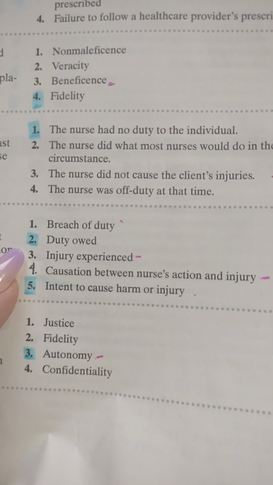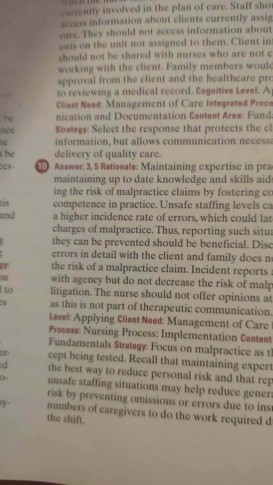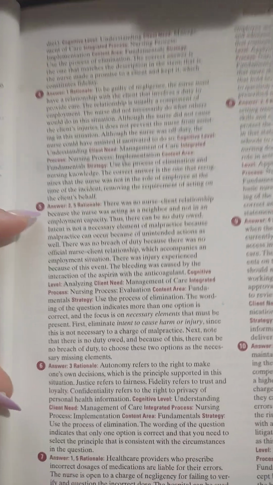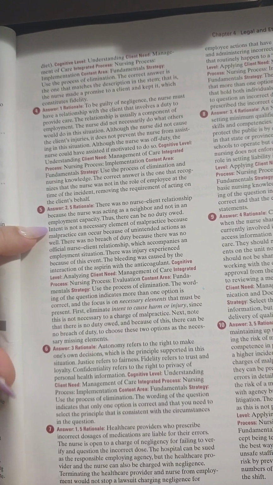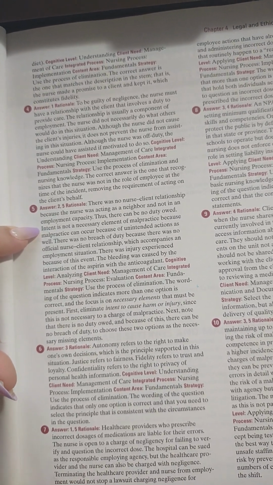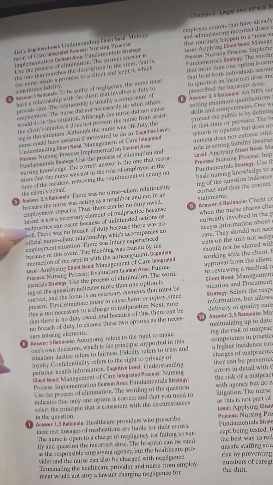Answers 2 and 5 are the correct answers, which are number 2, a duty owed, and intent to cause harm or injury. With this answer, it talks about there was no nurse-client relationship because it was a neighbor. It was not in an employee capacity. Thus, it cannot be a duty owed.